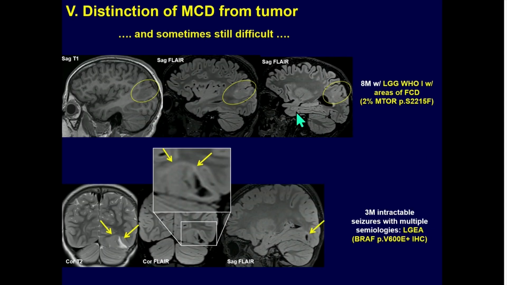And just to make things more confusing, some things can be transmantle in configuration but still tumor. So this was a low-grade glioma that had superimposed mTOR low percentage mosaicism of a pathogenic mutation. And this is a classic V600E mutation in low-grade glioma, but it also happens to be transmantle in configuration.